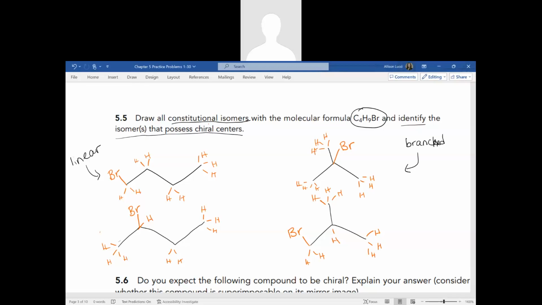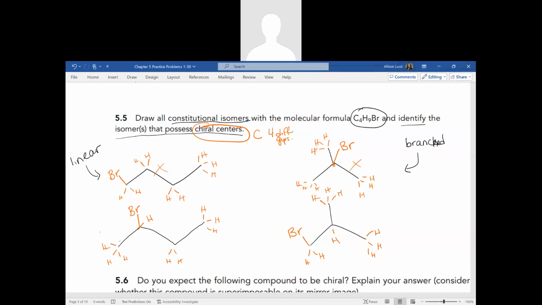Do any of these possess a chiral center? So we need to locate a carbon with 4 different groups bonded to it. And let's take a look here. So in this first structure, we see that every carbon has at least 2 hydrogens, so we know that this cannot be chiral. Then we see that the central carbon has 3 methyl groups, and then each of the other carbons has 3 hydrogens, so that's no good.